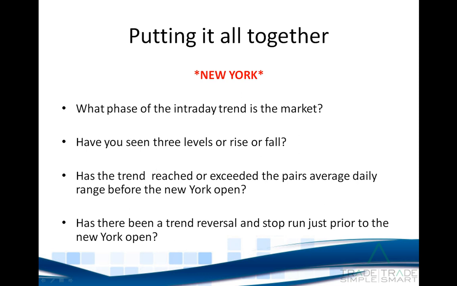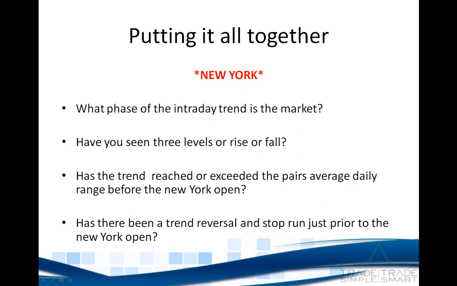The next question we're going to ask is, has the trend reached or exceeded the pair's average daily range before the New York Open? This is a question we use in combination with the 3 levels of rise or fall, because if we've seen 3 levels of rise or fall and the market has reached or exceeded the pair's average daily range, then again the combination of the two greatly increases the likelihood of the New York reversal.